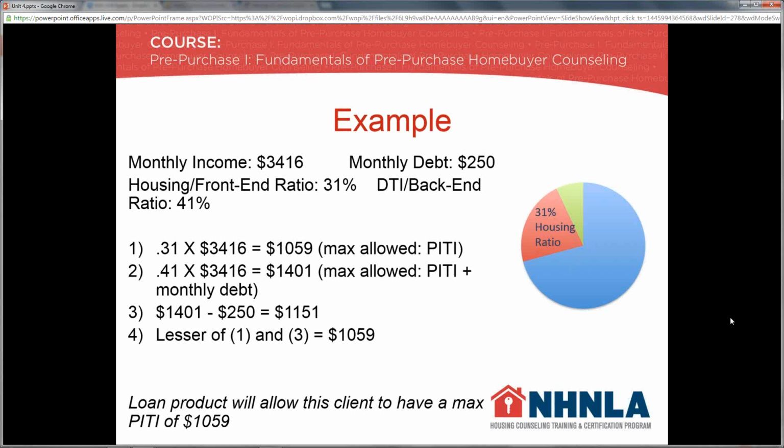Now, a lender would look at this and compare numbers 1 and 3. The maximum housing front-end ratio would allow $1,059. This family would consider up to $1,151 for their maximum housing payment. However, a lender would allow the lesser of those two. So you would go with the $1,059 as the maximum allowable principal, interest, taxes, and insurance payment.